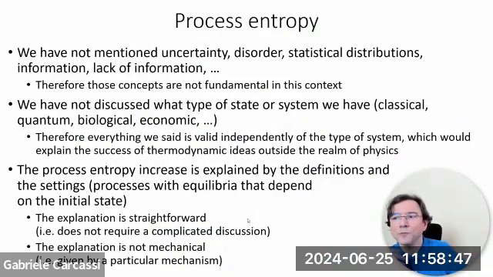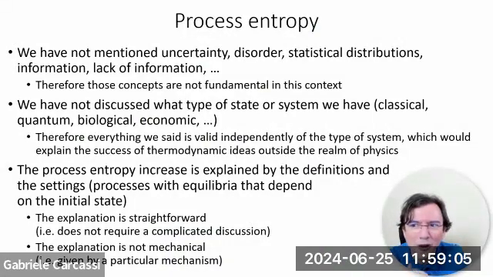So the point is that we have defined a notion of entropy, seemingly out of nowhere. We have not mentioned uncertainty, disorder, statistical distribution, information, or lack of information. Therefore, these concepts are not fundamental, but you can see how they're related because the more fluctuation, the more possible evolutions, the more uncertainty you have, the more information you would have to pay to tell me to pick the actual evolution, and so on.